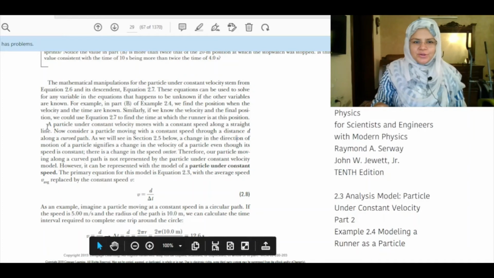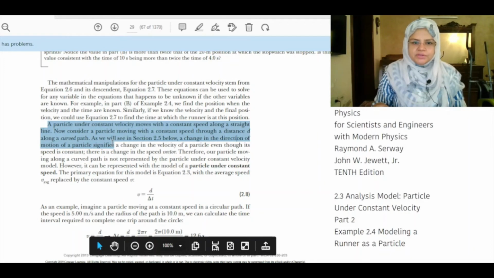A particle under constant velocity moves with a constant speed along a straight line. Now consider a particle moving with a constant speed through a distance d along a curved path. As we will see in section 2.5 below, a change in the direction of the motion of the particle signifies a change in the velocity of the particle even though its speed is constant. There is a change in the velocity vector. Therefore, a particle moving along a curved path is not represented by a particle under constant velocity model. However, it can be represented with a model of a particle under constant speed.